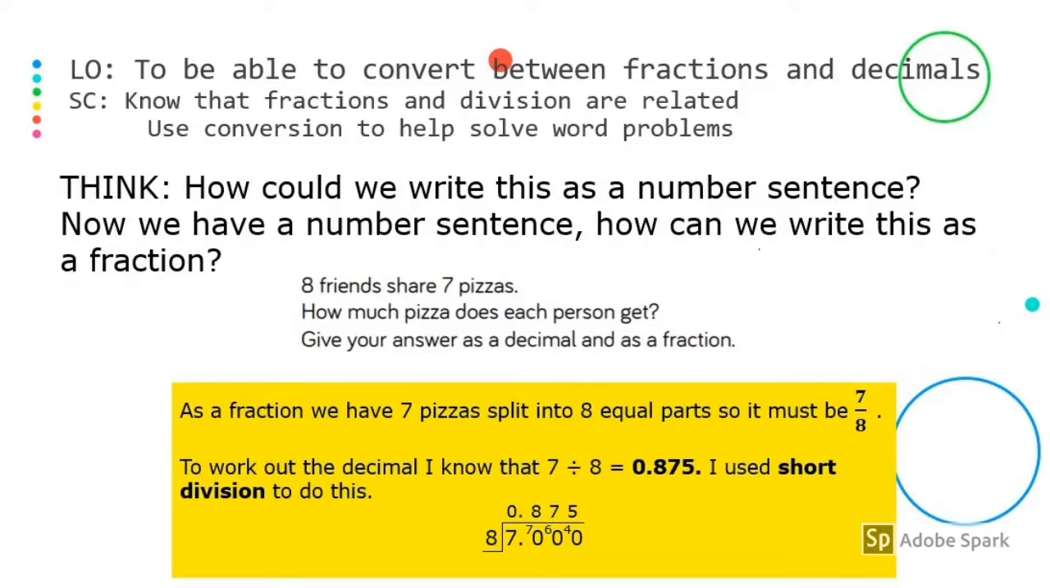Because 8 finally fits into something perfectly, I know I have worked out my answer and I don't need to keep on going. Therefore, 7/8 is equivalent to 0.875.